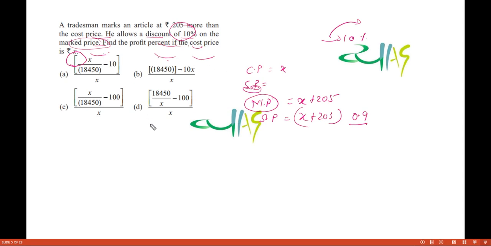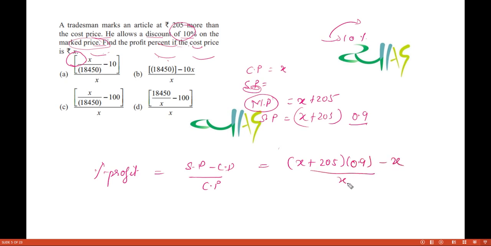It is asking to find the percent profit. So what is percent profit? Percentage profit is equal to selling price minus cost price, divided by cost price. Now we know the selling price: X plus 205 into 0.9, minus X, divided by X. So this will be 0.9X plus 184.5, and this is minus X, and this is divided by X.